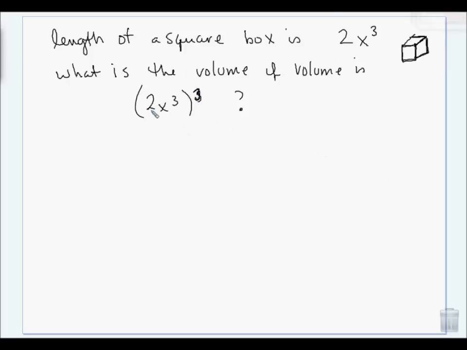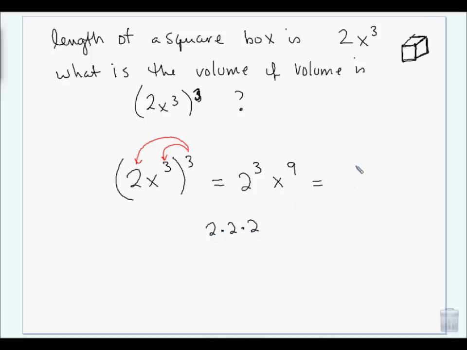Okay. So we need to simplify this. So we're going to simplify 2x to the third, to the third. And in order to do that, I'm going to distribute the cubing in. So this is 2 to the third, and then I multiply my exponents here. So that's x to the 9th. And 2 to the third is 2 times 2 times 2, so that's 8x to the 9th.